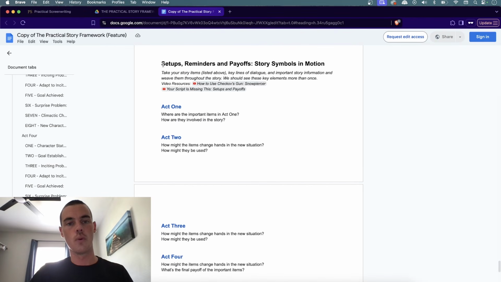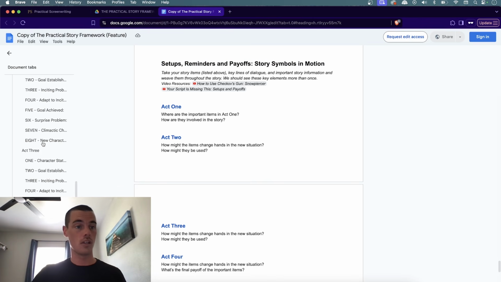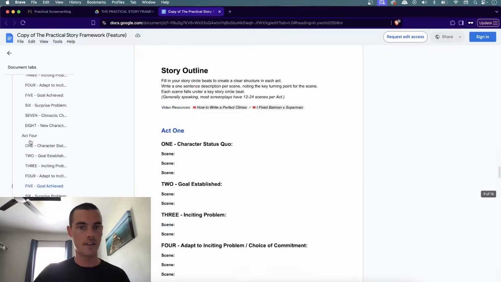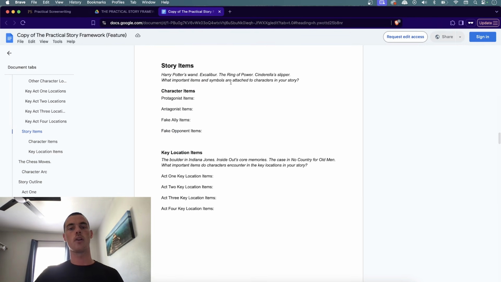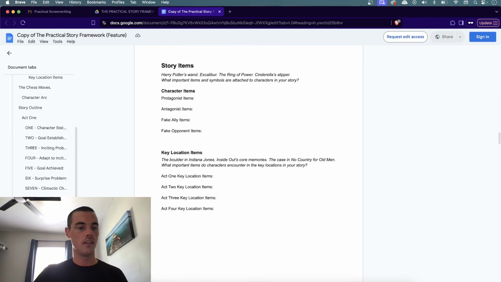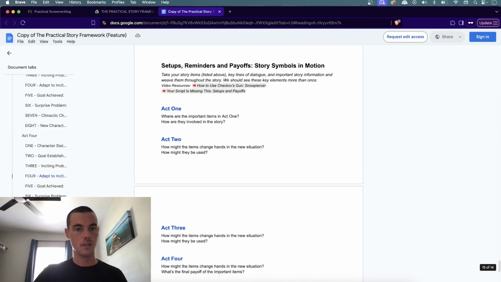Now, setups, reminders, and payoffs, story symbols in motion. So remember those story items that I mentioned to you above, those would be right here. The story items like Harry Potter's wand, Excalibur, the Ring of Power, these kinds of things. Down here, take your story items listed above, key lines of dialogue, and important story information, and weave them throughout the story. We should see these elements more than once. And here's 2 videos taking a look at setups, reminders, and payoffs for you.